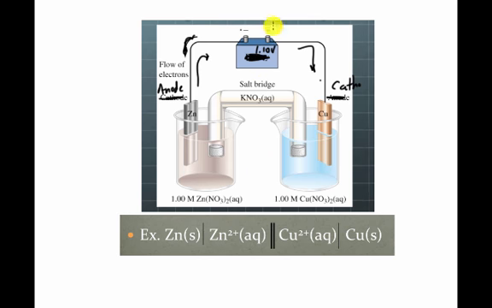Anyway, what we want to do is take this picture and convert it into a line notation. So we always start with the anode first. We have our anode here, separated by the salt bridge, and then our cathode. Our electrode here on the anode side is a metal, and it's zinc. So we're going to put zinc solid in here. In the solution, what we have is zinc ion. So we put a single line for phase boundaries. If I have a solid and an aqueous, we use a single line to separate those out.